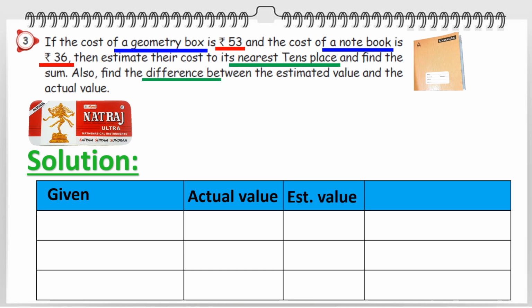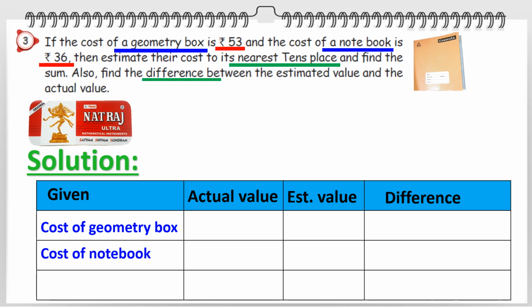Fine. Then last we need to find the difference also. That's also very important. Okay. So what are all given? First one is geometry box, isn't it? So just to fill like this, cost of geometry box. Next one is cost of notebook, and we need to find the sum, isn't it?